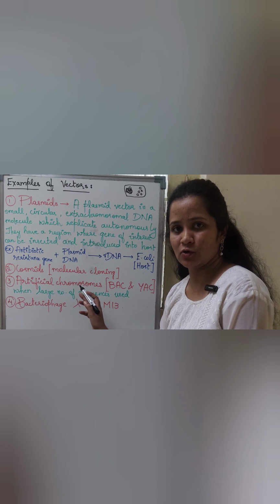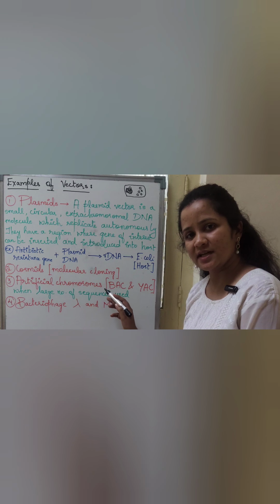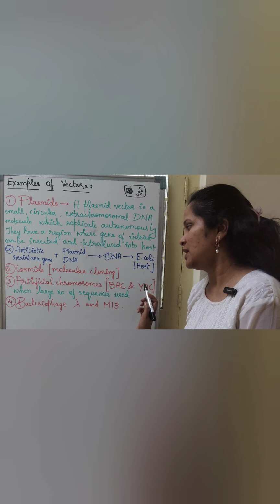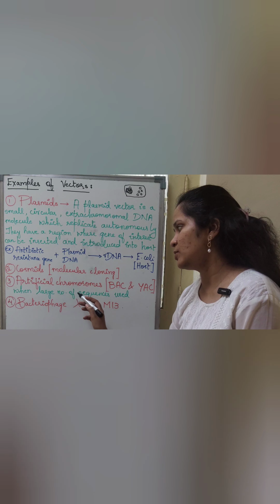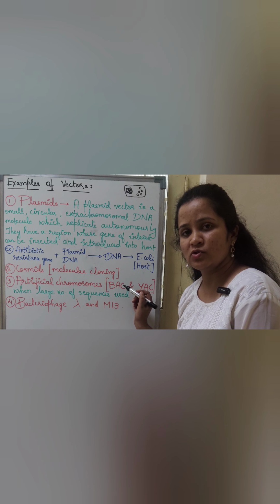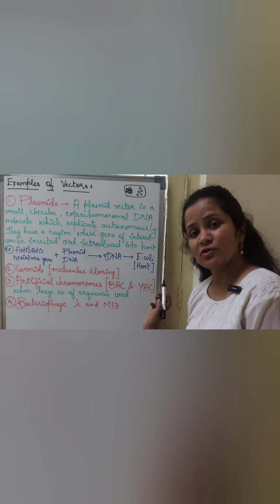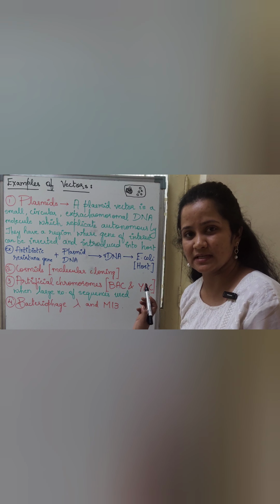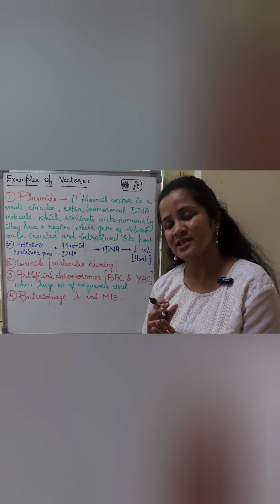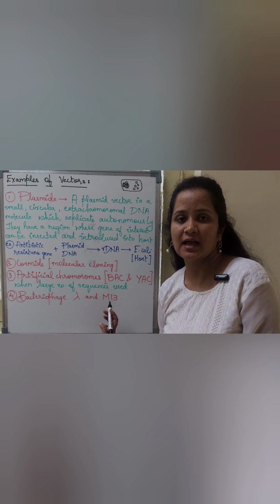Apart from that, we have cosmids, which are used in molecular cloning again. Then we have artificial chromosomes, which are BAC and YAC. The abbreviations are bacterial artificial chromosome and yeast artificial chromosome. Both are used when large sequences are involved. For example, a bacterial artificial chromosome has nearly 3 lakh base pairs and a yeast artificial chromosome has nearly 2 million base pairs. So these are used where we are going to obtain large sequences. Then we also have bacteriophage lambda and M13 as vectors.